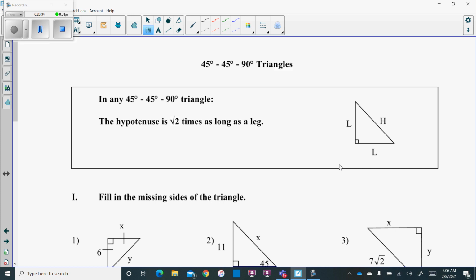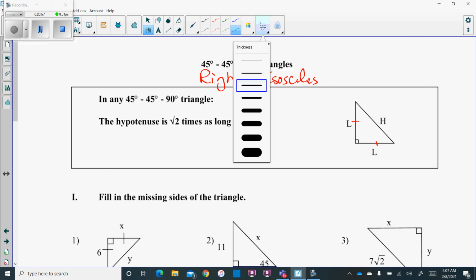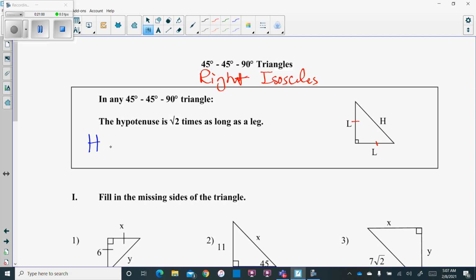So anytime I have this 45, 45, 90 triangle, this is what we call a right isosceles triangle. It's isosceles because these two legs are the same. Okay. To get the hypotenuse, it's always the square root of 2 times as long as the leg. So we're going to break this down in two parts. Our hypotenuse, I'm going to say h, is always equal to whatever our leg is times root 2.